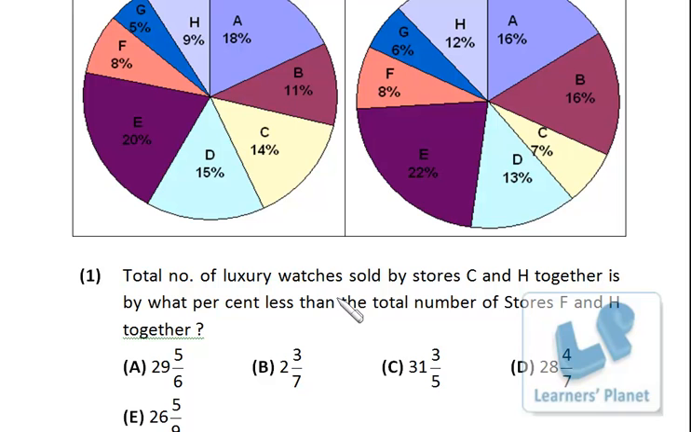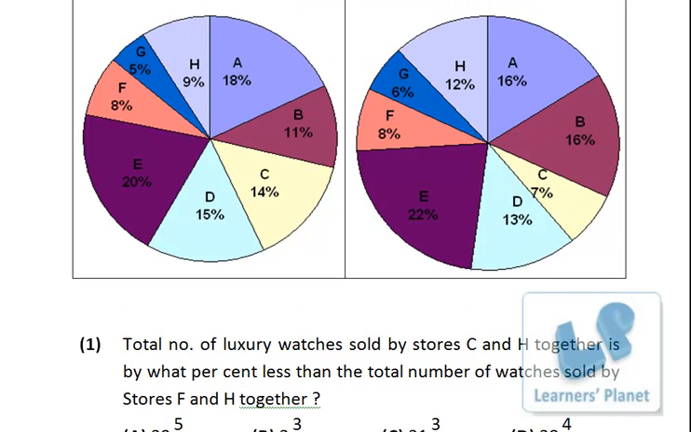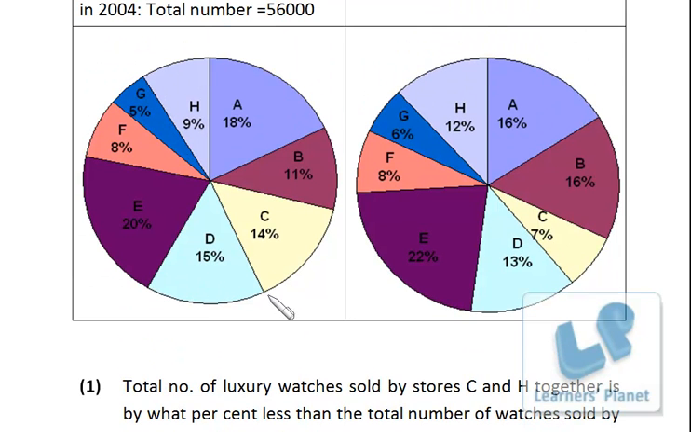The total number of luxury watches sold by stores C and H together is by what percent less than the total number of luxury watches sold by stores F and H together. Now, how do we find out the total number of luxury watches sold by stores C and H? See, the total number of watches is 56,000. Out of that, 14% is of C, right? But this is the total number of watches, and we want the number of luxury watches. Again, I'm dropping the 3 zeros. So 56 into 14 minus, the total is 32,000.